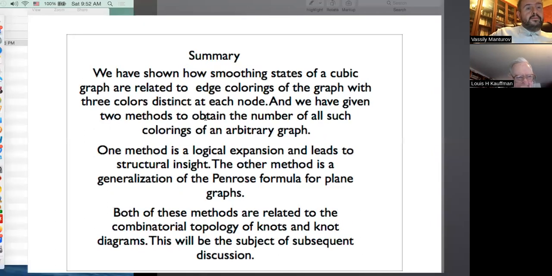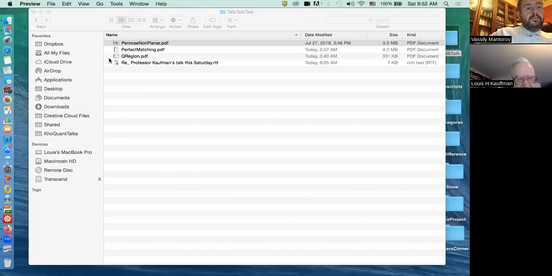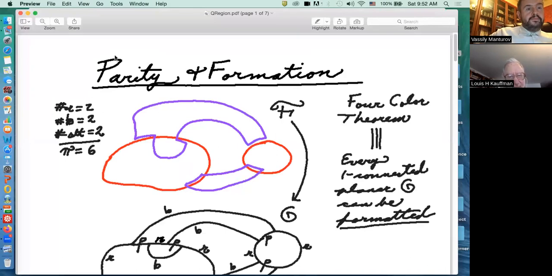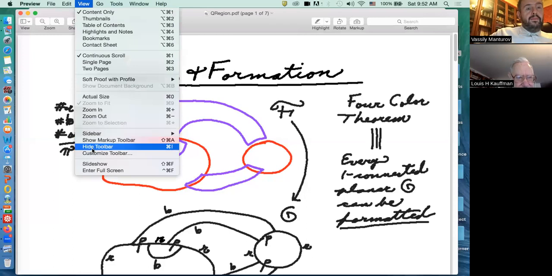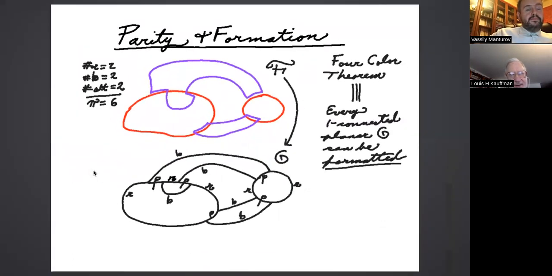And now I'm going to shift and actually tell you a little bit more about coloring, and then we'll shift to the topology part. But now let's look at this. Now I'm reviewing again the matter of formation and graph, right? Here's a formation. I drew it.